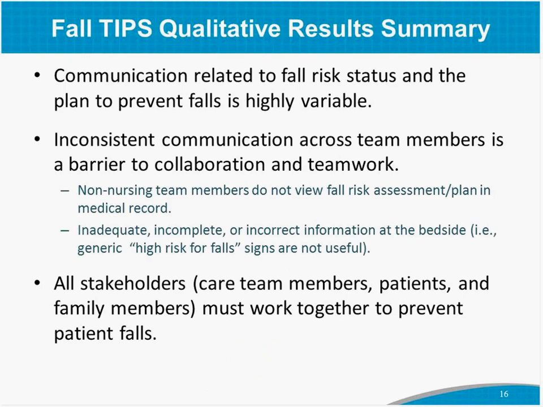In the qualitative work in the first phase, we found that communication related to fall risk status and the plan to prevent falls is highly variable. What that meant to us is that falls are a communication problem. We found that nurses are consistently conducting risk assessments and consistently developing prevention plans, but the degree to which they are communicating the results of their assessments and the tailored plans that are needed to prevent a fall to other team members, including patients and families, is highly variable. This inconsistent communication was a barrier to collaboration and teamwork. To prevent a fall in hospitals, we really need to all work together.